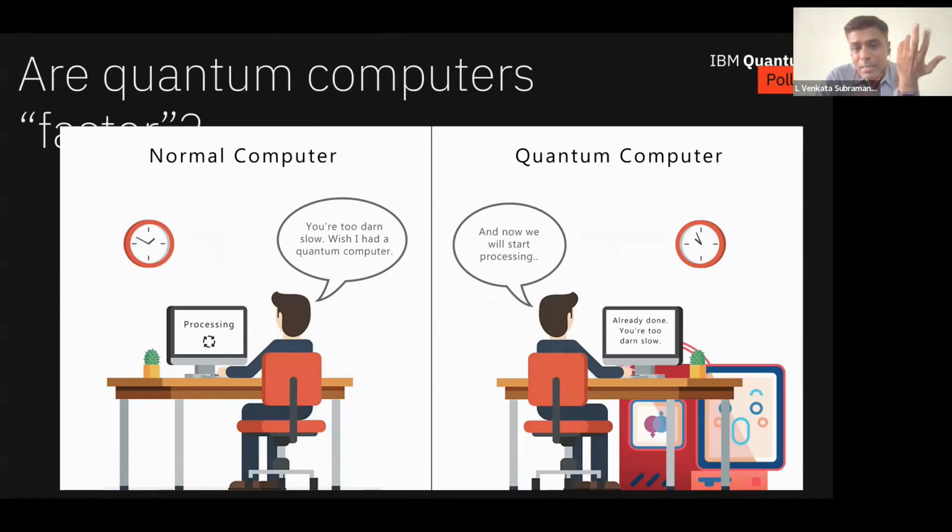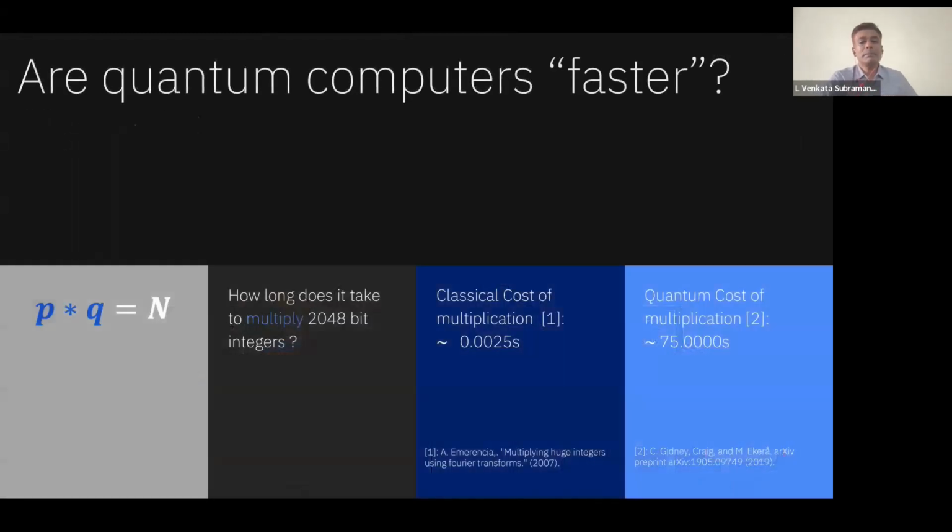Now let's look at whether quantum computers are faster. Are there things they are faster at? Are there classical things that are faster? I'm going to start with the simple operation of multiplication. You're multiplying P and Q. Let's take two large integers and multiply them, and you want to find the result. What is P times Q? The cost on a classical computer will be a fraction of a second, and on a quantum computer, the same operation takes over a minute.